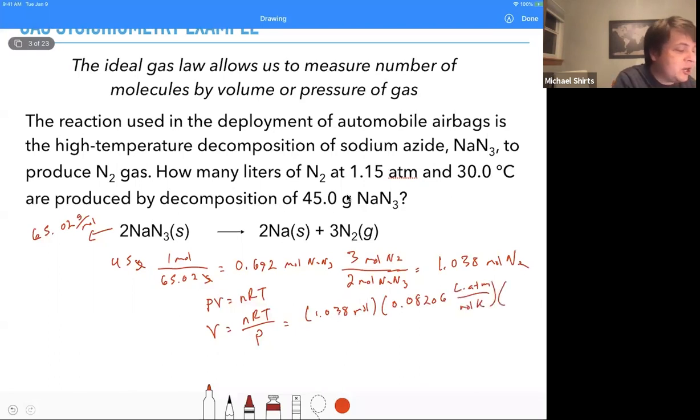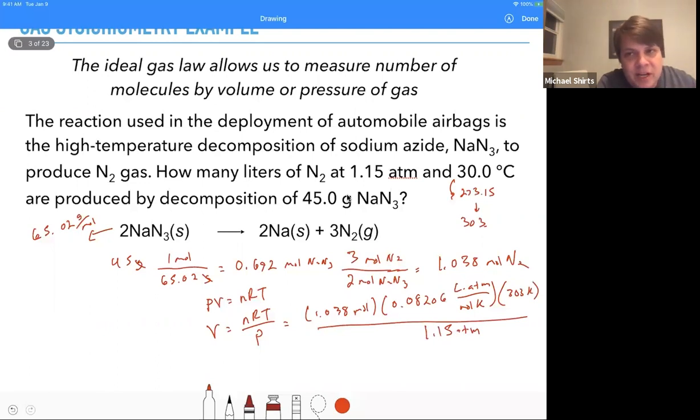And then we need the temperature. Notice it's given in C, so we need to add 273.15 to get 303 Kelvin, and we only have 3 significant digits, so we'll leave it at 303 Kelvin. The pressure is 1.15 atmospheres. Because there are so many units at play in PV equals nRT, I like to write out all the units explicitly and then cancel them. So atmospheres cancel, Kelvins cancel, moles cancel, and we are left indeed just with liters, and we get 22.45 liters.